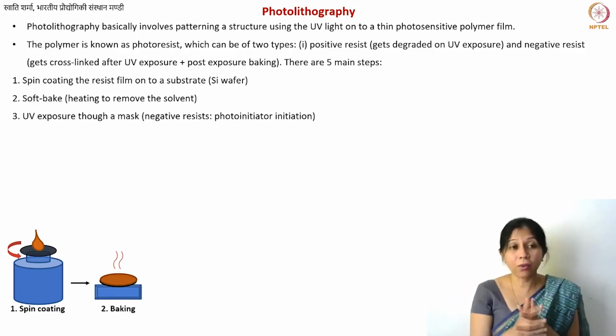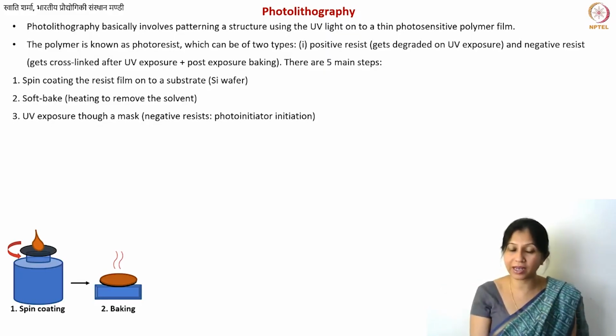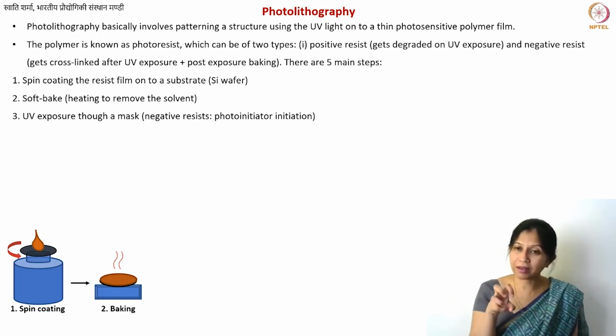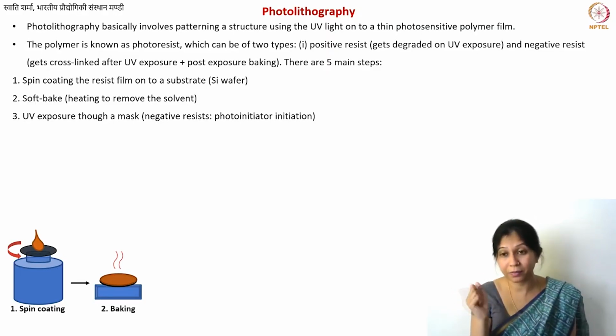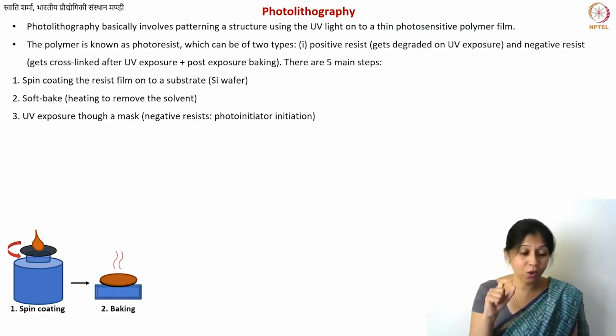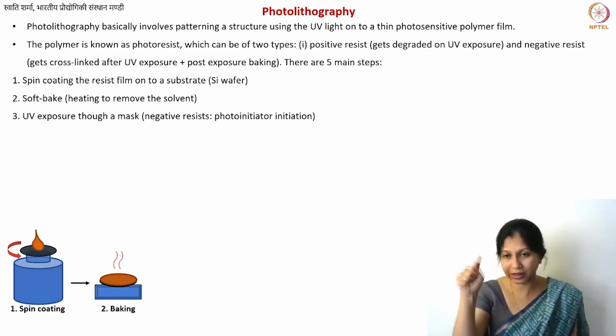Okay. Now you want to expose this entire thing to the UV light. Let's say I'm using a negative photoresist here, which means that the parts that are exposed will become cross-linked. If I expose the entire structure to the UV light, then the entire wafer, the entire film, will become cross-linked, and that will become hard. I don't want that. What I want is, let's say, certain square patterns on top of my silicon wafer.